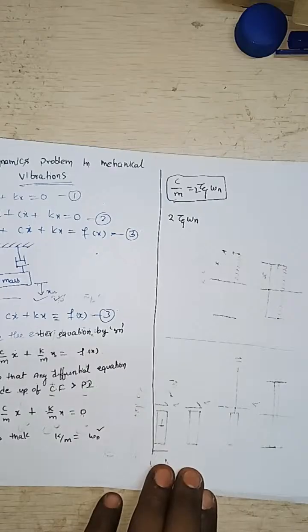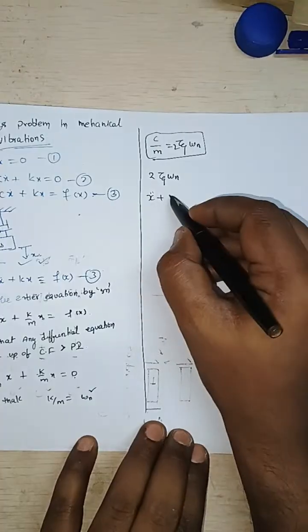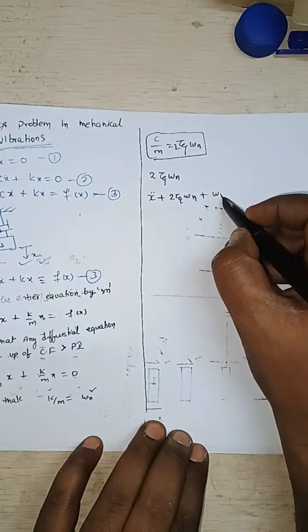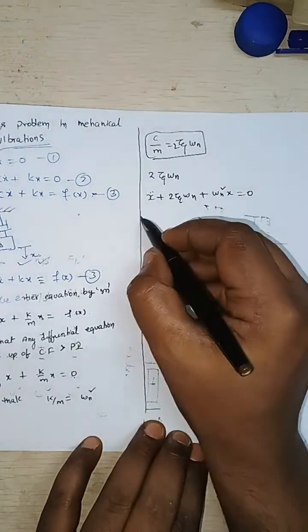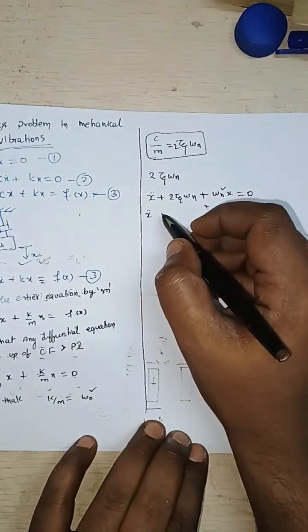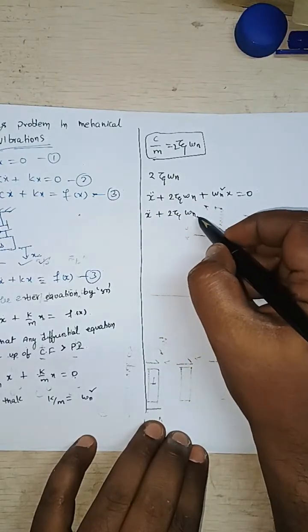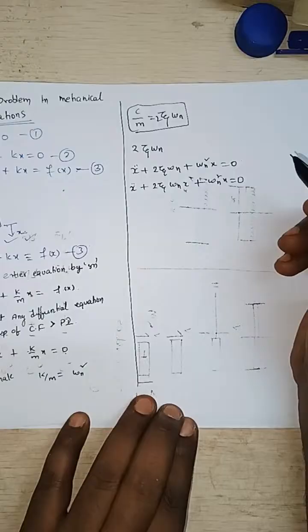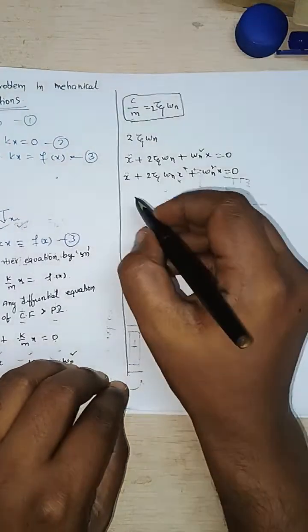Now what we will do is that with this 2 zeta omega n, we can write this equation as x double dot plus 2 zeta omega n x dot plus omega n square x is equal to 0. Okay, so the characteristic equation is s square plus 2 zeta omega n s plus omega n square is equal to 0. Now, in this particular equation, we will find the roots.